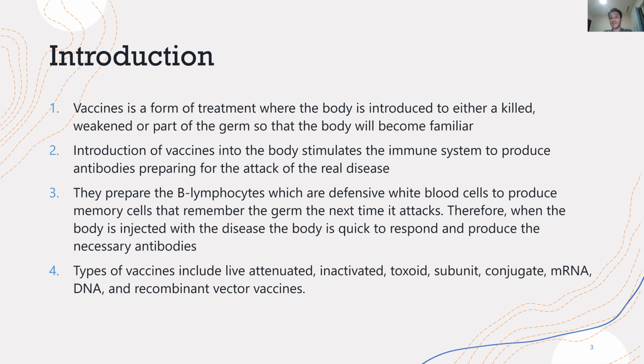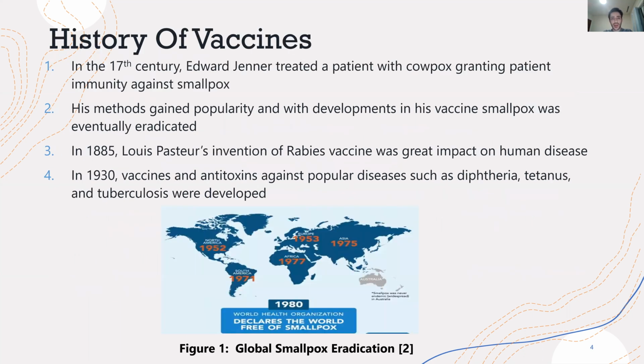There are many different types of vaccines. This includes the live-attenuated vaccines, the inactivated, which are the killed vaccines, toxoid vaccines, subunit vaccines, conjugate, mRNA, DNA, and recombinant vaccines. I'll be talking about all of them. So, a brief history of vaccines.